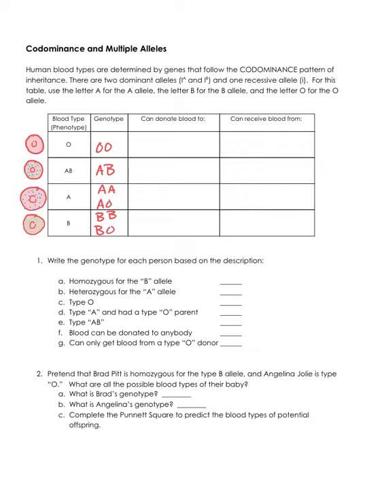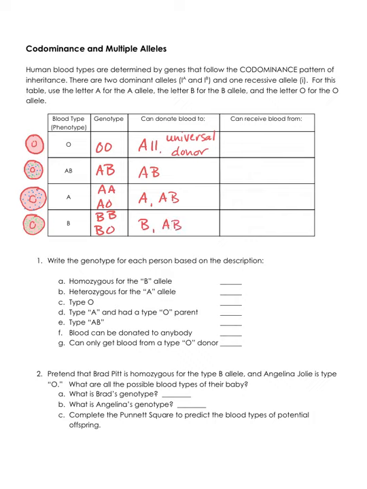So type O blood, because it lacks those proteins, can donate to all people. Because it doesn't have proteins, it doesn't cause an immune reaction. It's also called the universal donor. Type AB blood can only donate to type AB people because it would make anyone else have an immune response. Type A blood can donate blood to other people with type A or to people who have AB. And type B blood can donate to B or other people with AB.